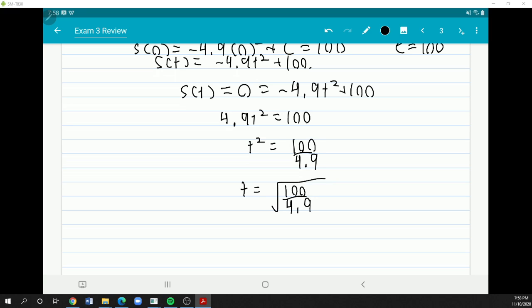And if I grab my calculator, I get square root of 100 divided by 4.9. And I get this is roughly equal to, rounding to 2 decimal places like the instructions say, 4.52 seconds. To be super pedantic, the square root, you might argue, should have a plus or minus on it. But because we're dealing with time, we're assuming time 0 and moving forward. So we pick the positive option there.